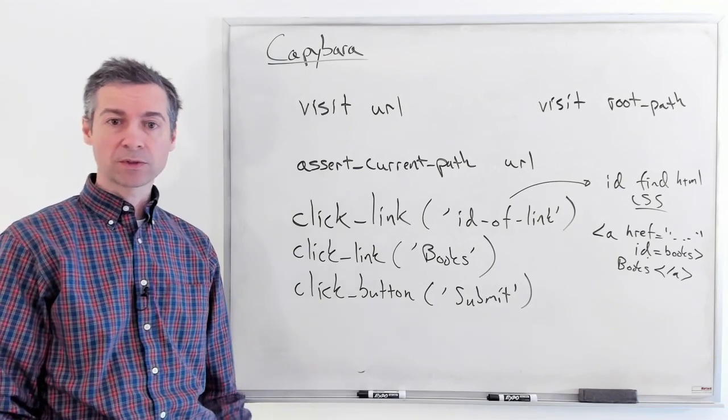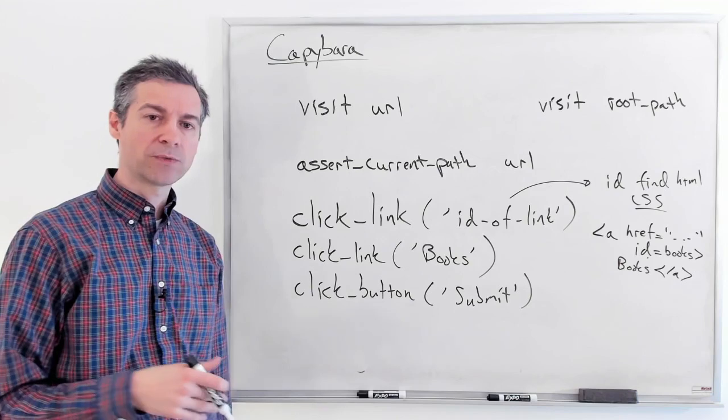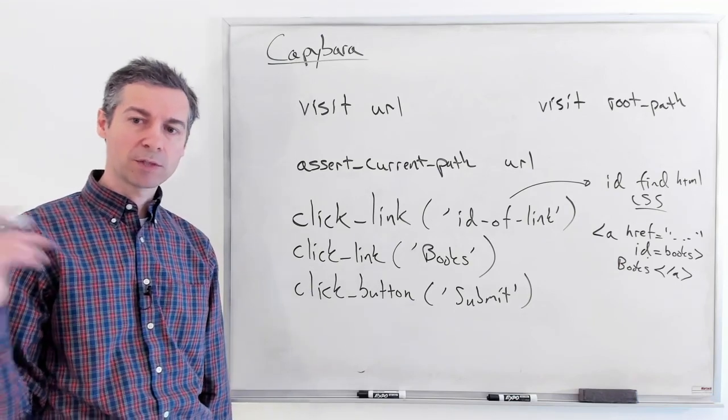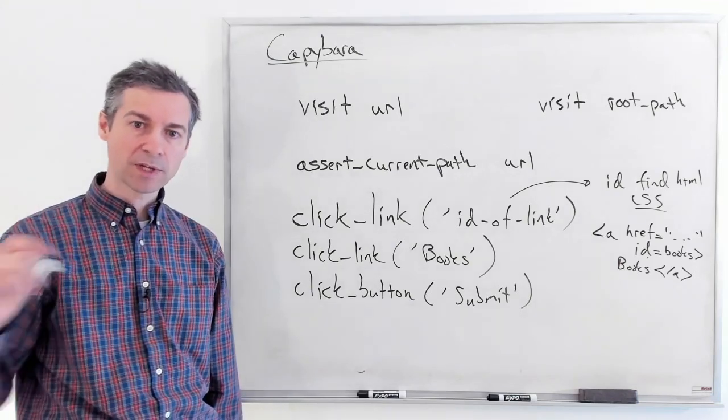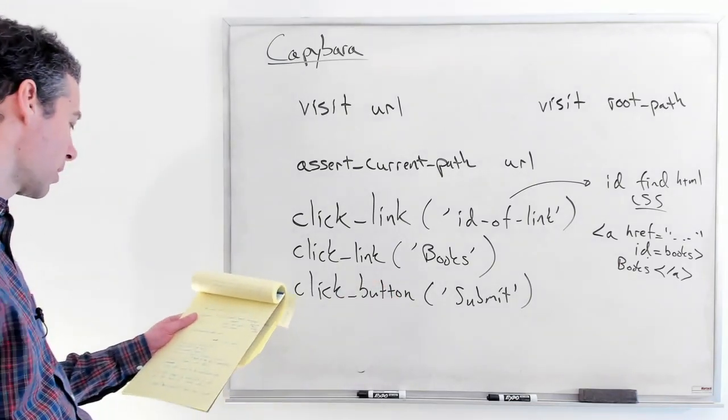How do you find out what those IDs are? Create your view, run your view, then view the source, view the HTML source, and you'll see ID equals this, ID equals that, and then you could use that in your Capybara calls.